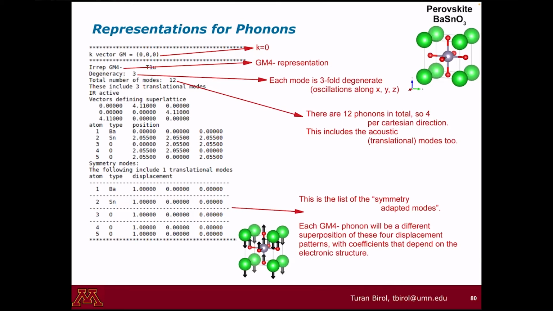Right. So you take a superposition of these 4 symmetry adapted modes, and when you have these 4 linearly independent displacement patterns, you can end up with 4 linearly independent eigenvectors of the dynamical matrix. So yeah, you multiply these with 4 arbitrary numbers, and the combination would be an eigenvector, right? Yeah, okay, I see. Okay, thank you.